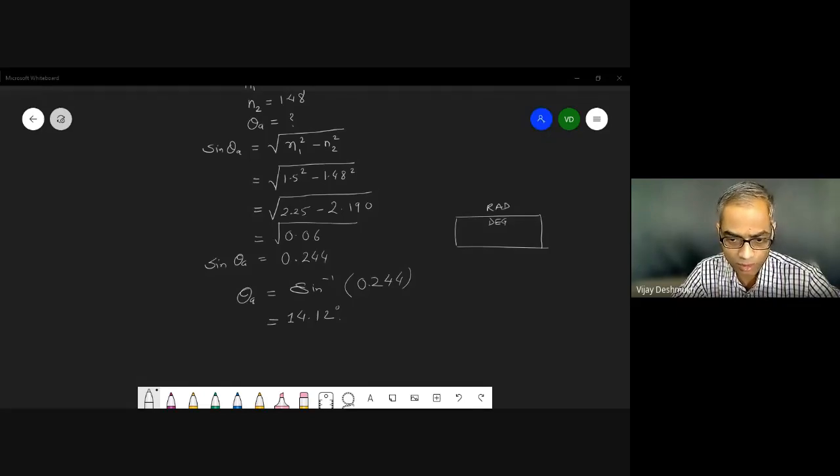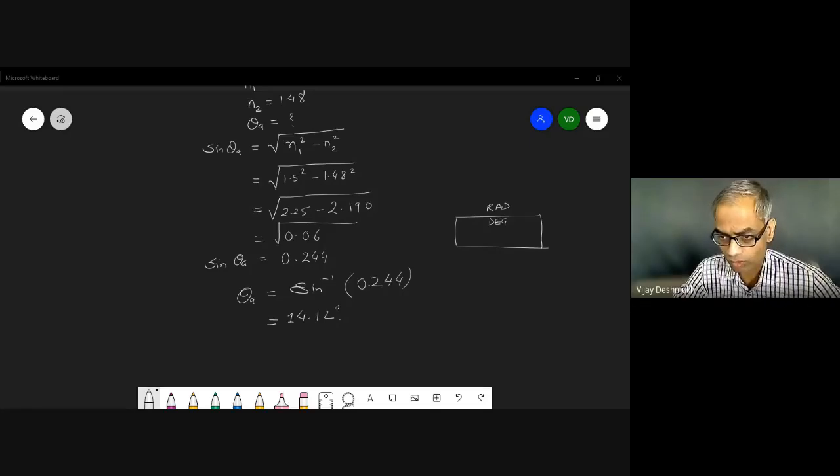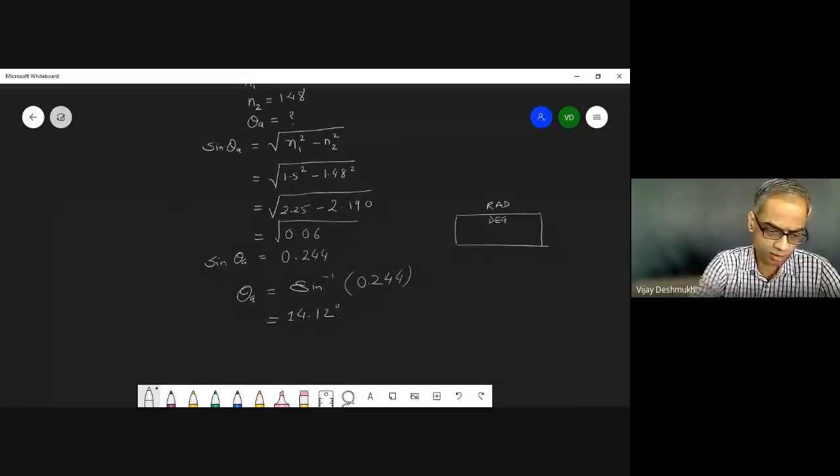Okay, Yash Tamgadge has some issue. Let me share the code for the meeting there. So the problem is solved. Solved? Yes, sir. Okay, 14.12. Right. Very nice. Now let us go for another problem.